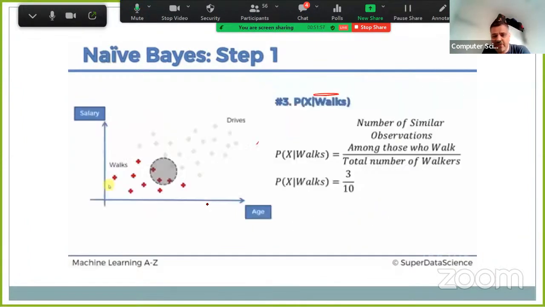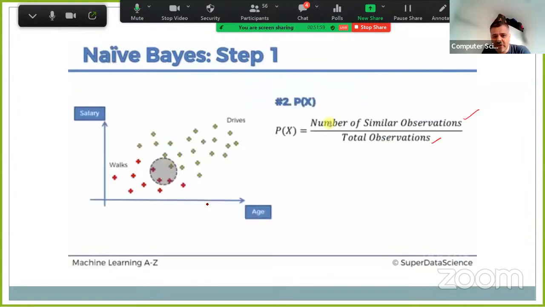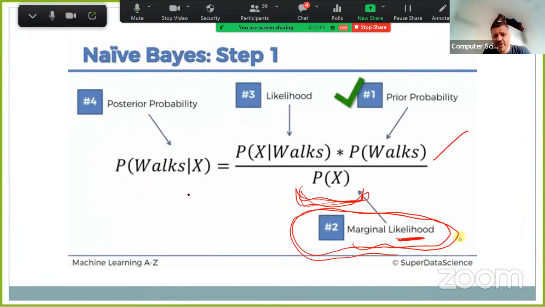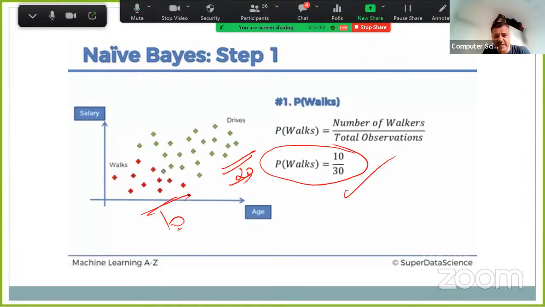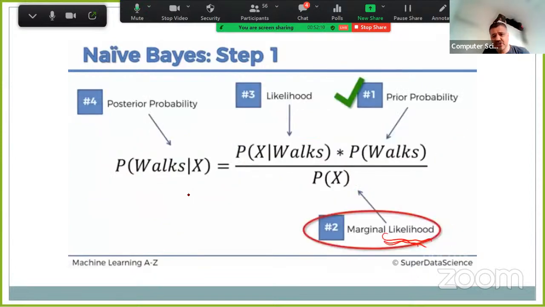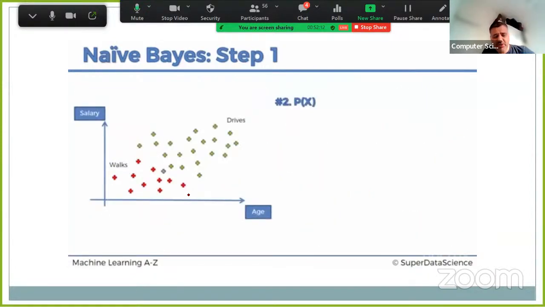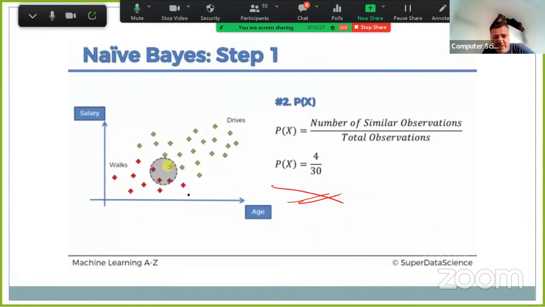First of all I calculate P(walk), which is very simple. Total number of walkers divided by total, sorry, probability of walker, that is 10/30. Then I have to consider the area of likelihood. Let's suppose this is the area, and in this area I will check the total number of data points which are similar to X divided by total observations. So that will be 4/30.